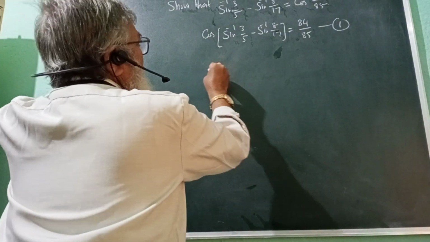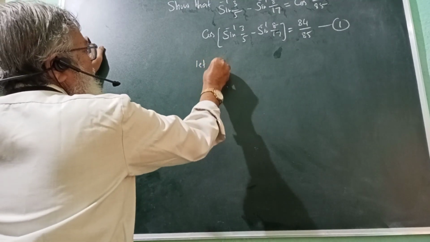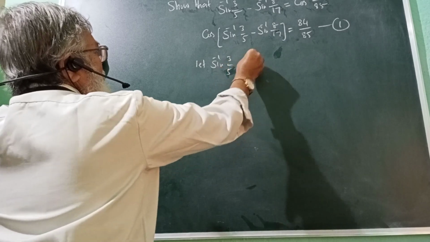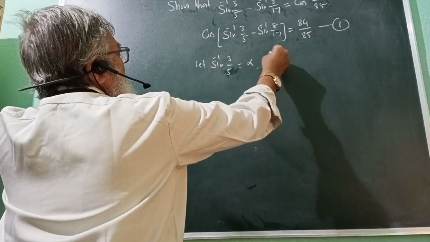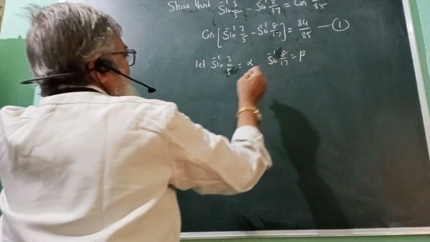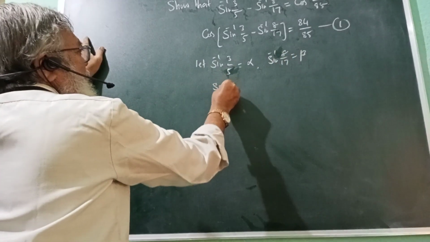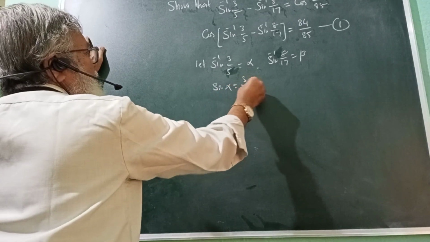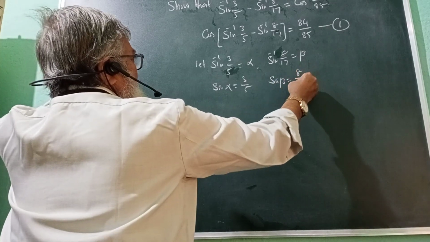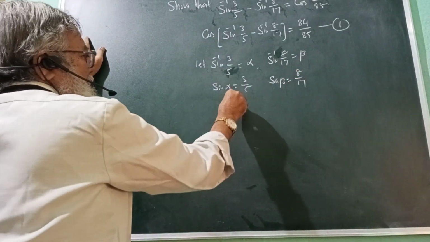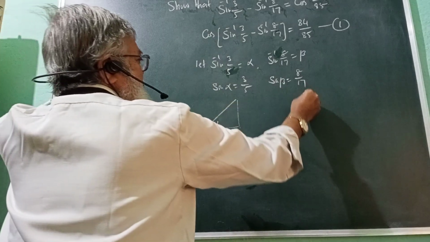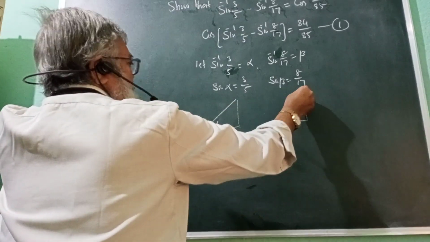Let us suppose sine inverse 3 by 5 is equal to alpha and sine inverse of 8 by 17 we suppose as beta. Then sine alpha is equal to 3 by 5, sine beta is equal to 8 by 17. Let us draw the triangle of alpha here, and here let us draw the triangle of beta.